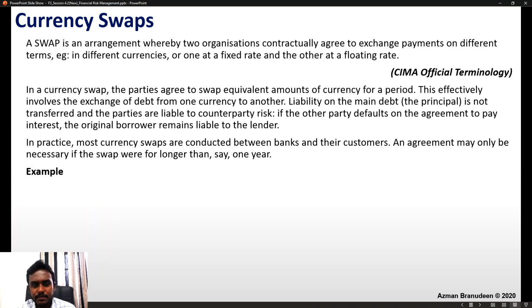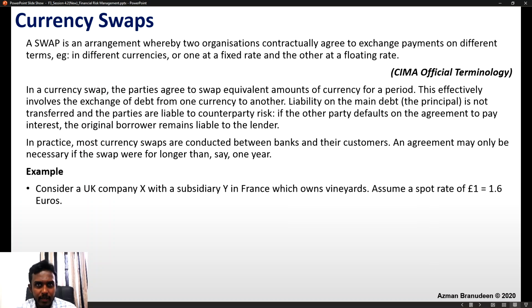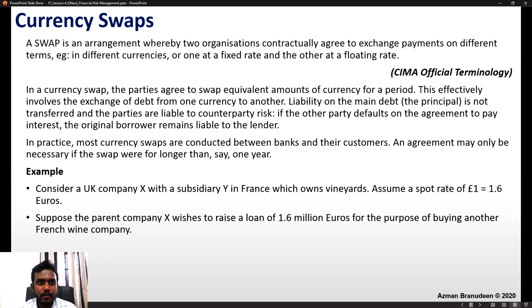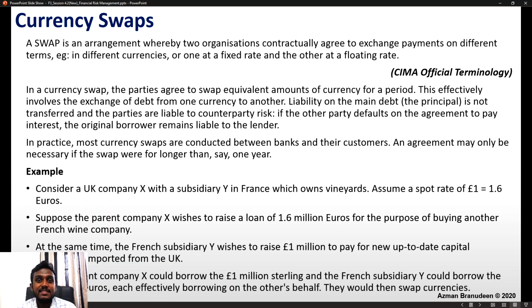Let's look at it with a brief example. Consider a UK company X with a subsidiary Y in France, which owns vineyards. Assume a spot rate of £1 to 1.6 euro. Suppose the parent company X wants to raise a loan of 1.6 million euro for the purpose of buying another French wine company. At the same time, the French subsidiary wants to raise 1 million pounds to pay for new up-to-date capital equipment imported from the UK. So X needs 1.6 million euros, and X is the UK company.